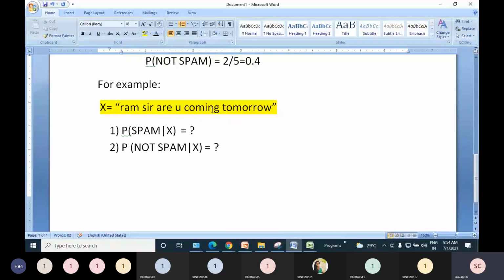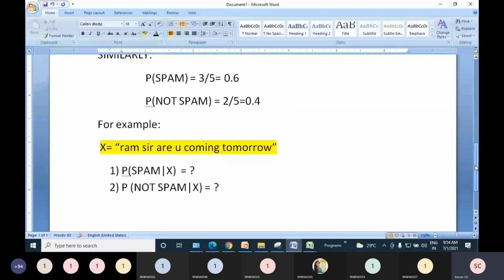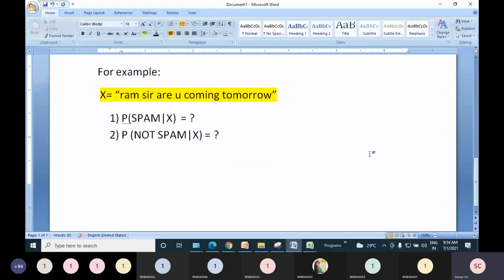Now I need to find what is the overall probability of spam. I got it, 3 by 5. Overall probability of not spam is 2 by 5, that I know. But what is the probability of spam for a given X, meaning for "Ram sir, are you coming tomorrow?" For this email content, I need to find the probability of it being spam. Similarly, what is the probability of X being not spam? So both values I need to calculate, right?